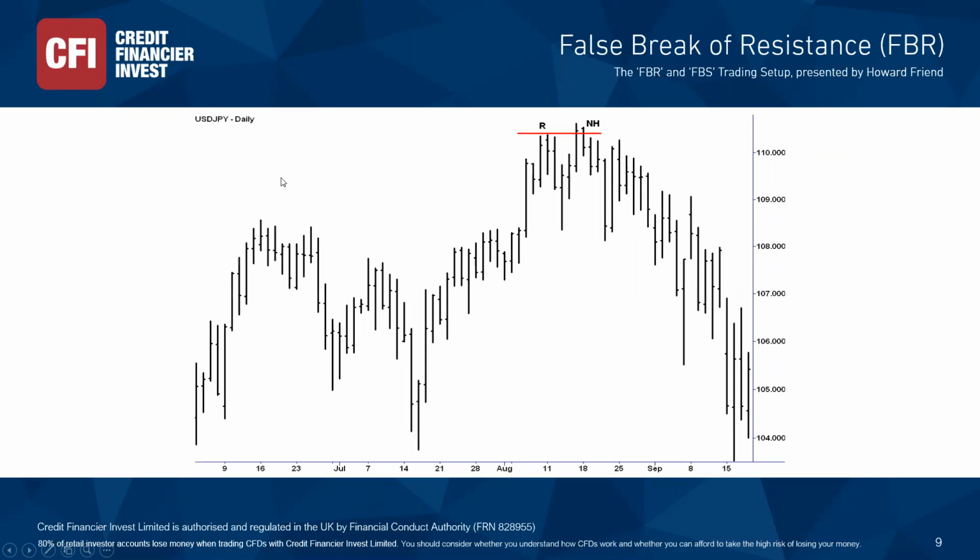Another example here, this is a daily chart of dollar yen. So dollar yen swings higher, swings lower, back up again, and then we get this big breakout to the upside with a big long bullish bar, and then it starts to push higher.